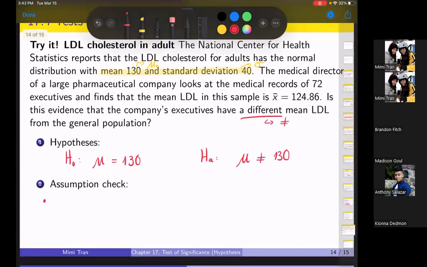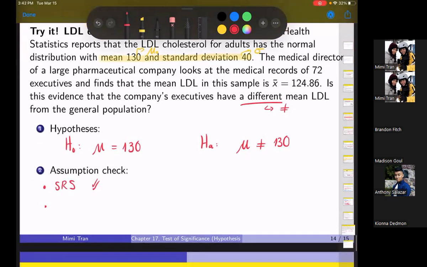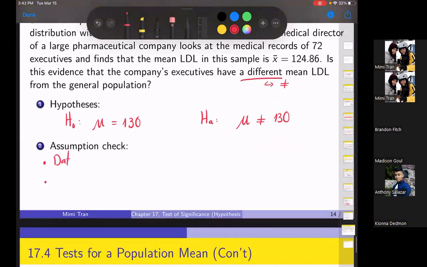Assumption check. The 72 executives should be a simple random sample. It's just going to be assumed in the problem. There's no way for you to check that because they're the ones who collected the data, and I don't know who they are. And then the second assumption: data come from a simple random sample. And then the response variable.